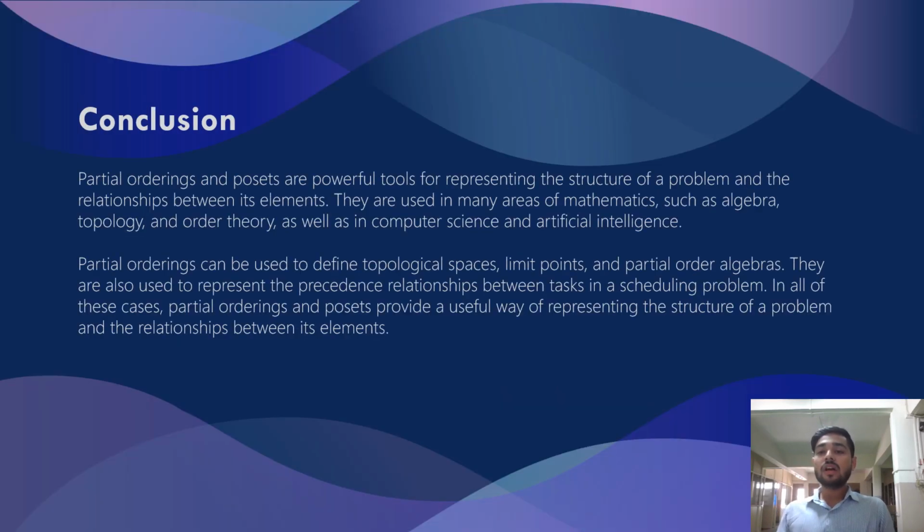So, moving to the conclusion, partial ordering and the poset are a powerful tool for representing the structure of a problem and the relationship between its elements. They are used in many areas of mathematics such as algebra, topology, order theory, as well as in computer science and artificial intelligence. The partial ordering can be used to define topological spaces, limit points, and partial order algebras. They are also used to represent precedence relationships between the tasks in a scheduling problem. In all of the cases, the partial ordering and poset provide a useful way of representing the structure of a problem and relationship between the elements.